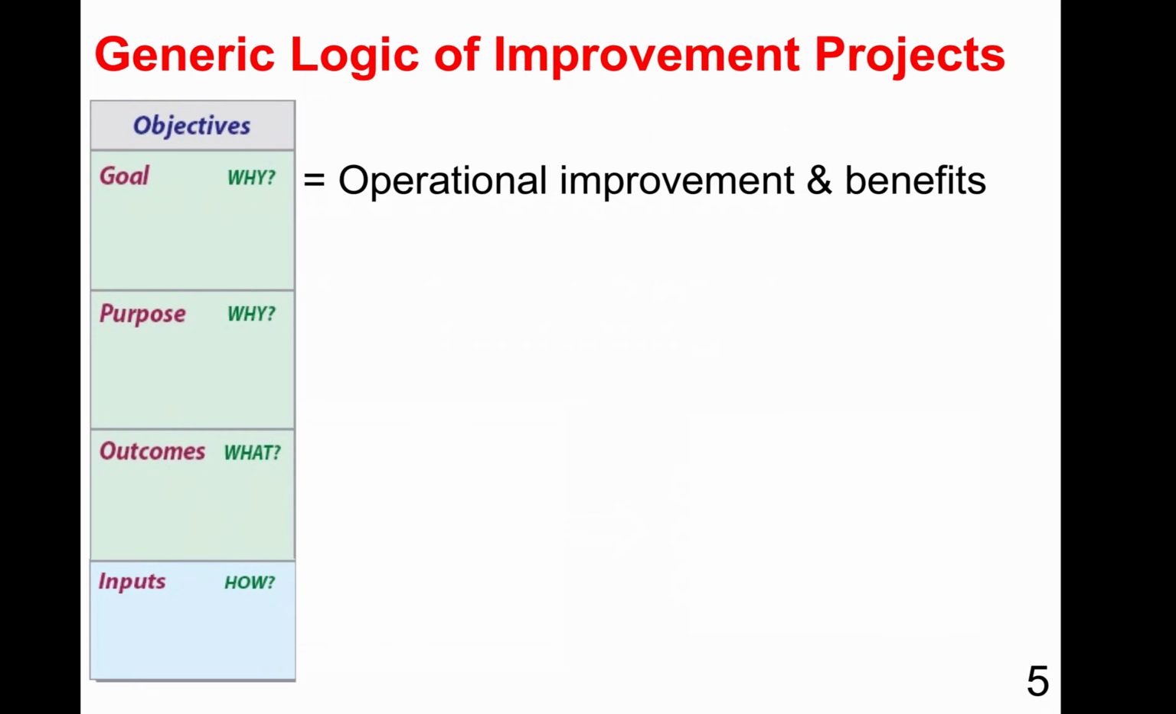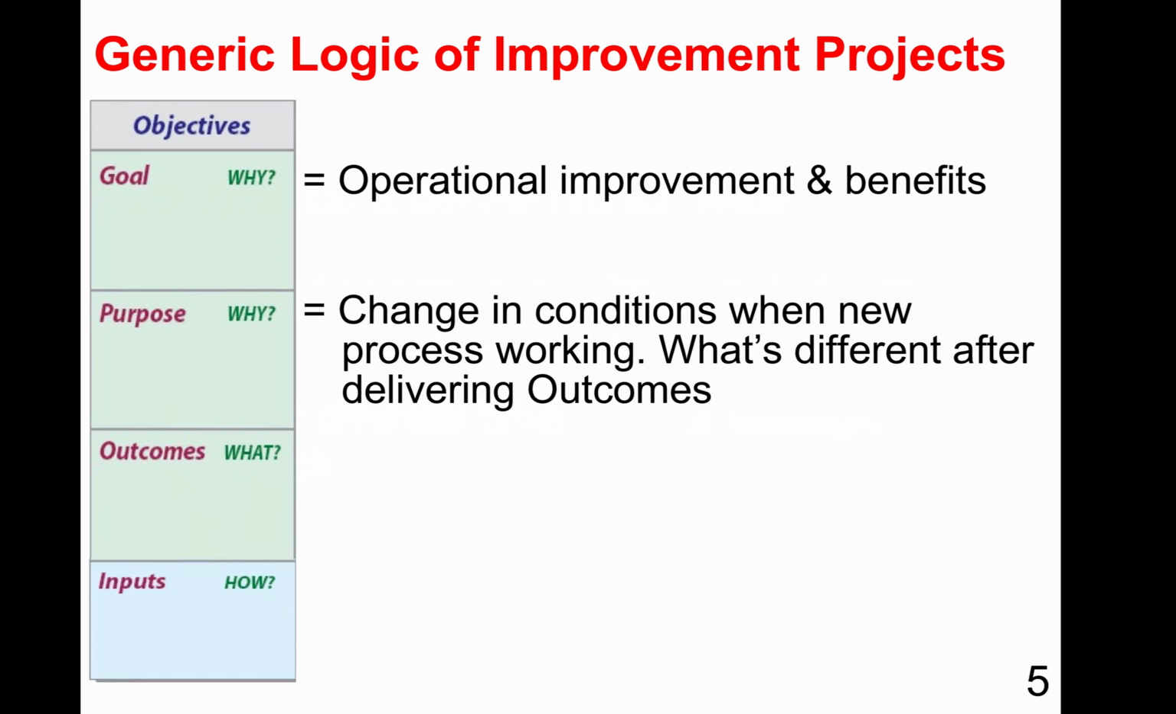The generic logic is as follows. The goal is always the operational improvement and benefits. Are we trying to save money? Are we trying to improve customer service? What is it that we're trying to do? What's the big picture that motivates this particular project? The purpose is a change in conditions after we've done the project. When the new process is working, what's different? Every project is a change project of some sort, so we're going to design the strategy based on what we need to make happen to make that change occur.